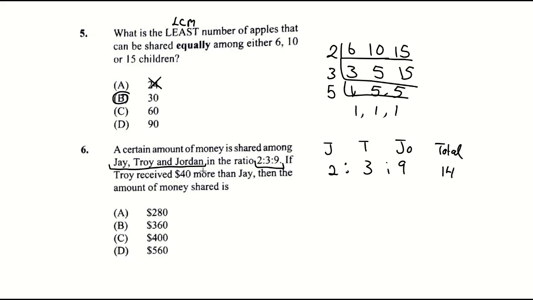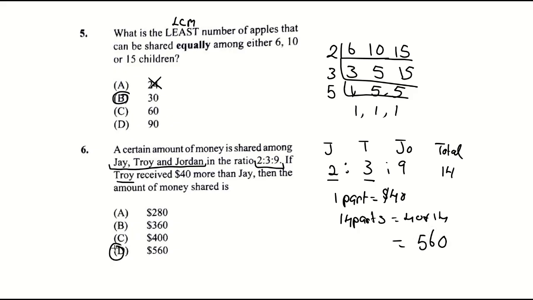Then we see that the difference between Troy and J is 1 part. So they're telling you 1 part is equal to $40. Yeah, because they told you the difference. Then they want to know 14 parts, which would be 40 multiplied by 14. You just multiply 14 by 4 and then add a 0, right? 4 4s are 16, 1 4 is 4, 5, so it'll be 560. So the answer would be D. Do we understand number 6?